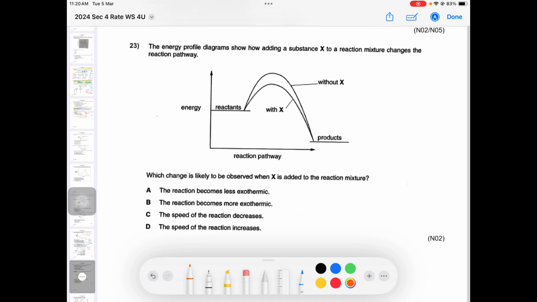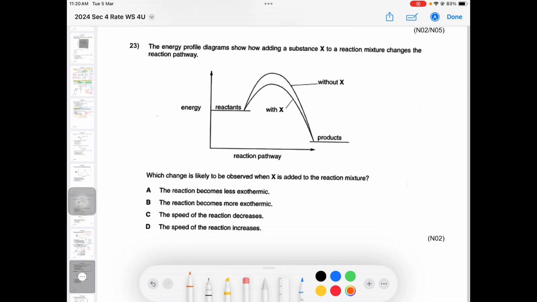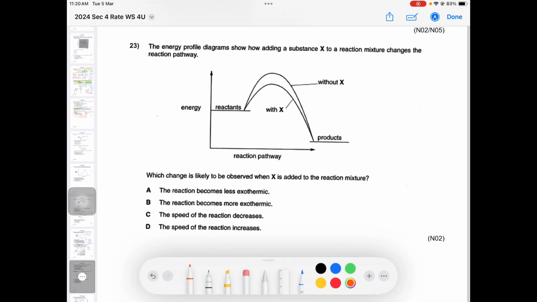Let's look at question 23. Question 23 shows you energy profile diagrams. When you add in a substance X to the reaction mixture, it changes the reaction pathway. So focus on without X and with X. You need to take note that with X, the activation energy is lowered. So in this case, you have to conclude that X is a catalyst in this reaction.